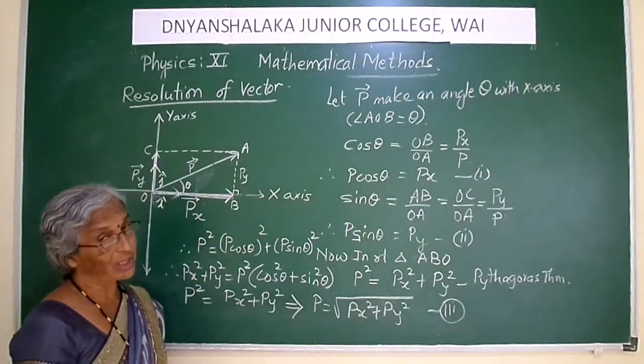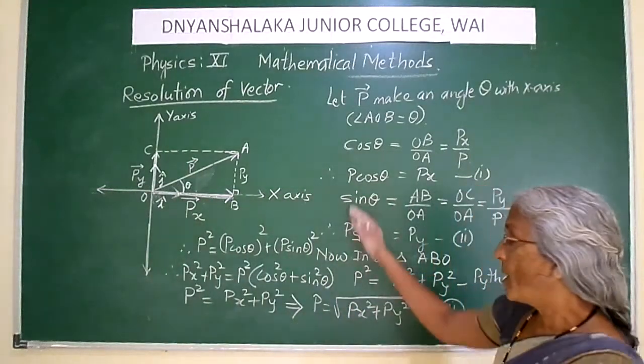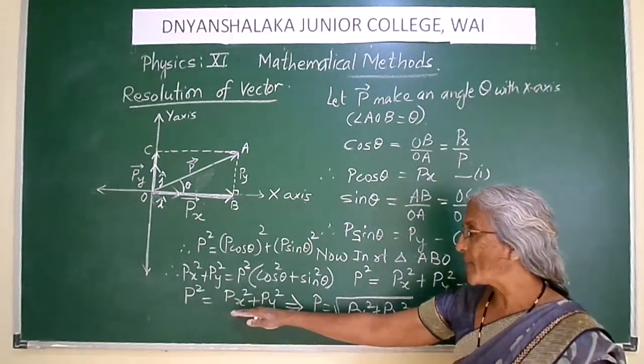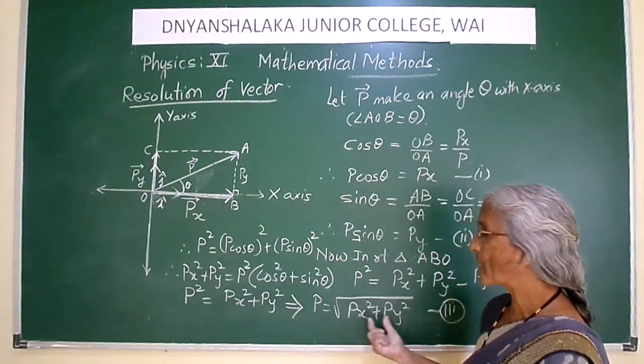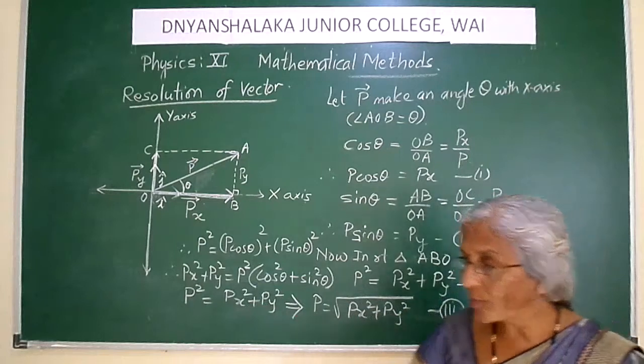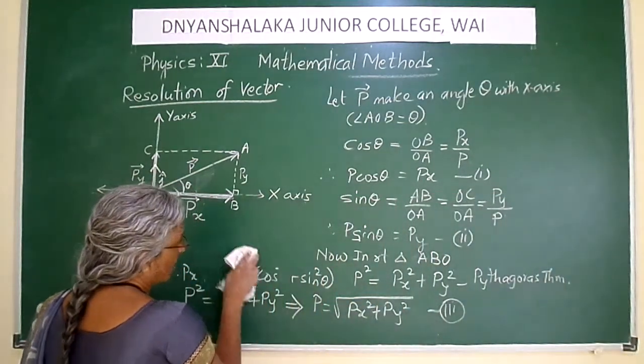So we'll continue with this part, which is very important here. So what have you got? That p square will become px square plus py square, which implies that p is equal to under root px square plus py square. Now let me explain you this part again. Okay? Here.